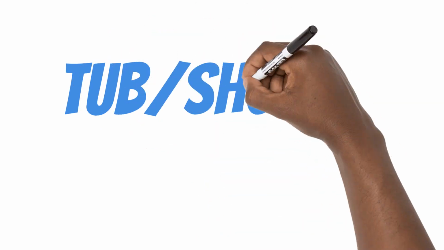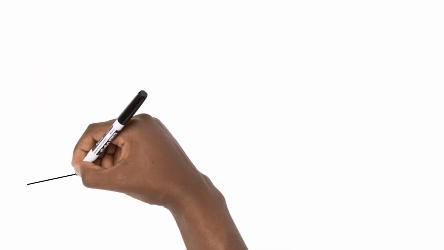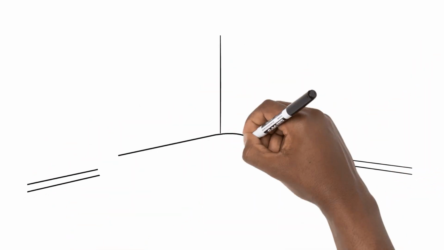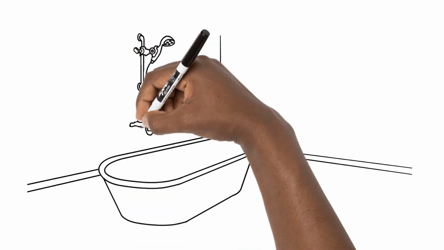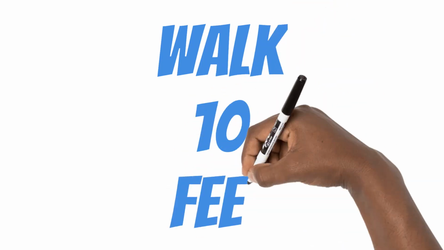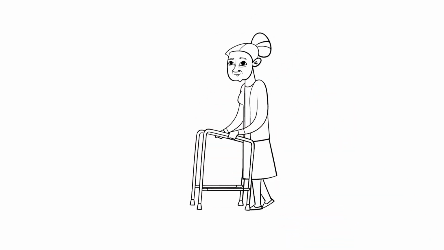Tub shower transfer. The ability to safely get in and out of a tub or shower. Getting into and out of a tub or shower. Observe whether the resident can independently move from outside the tub or shower to inside it, ensuring they can do so safely and without assistance. Walking as defined for mobility coding. Walk 10 feet. Once standing, the ability to walk at least 10 feet in a room, corridor, or similar space.